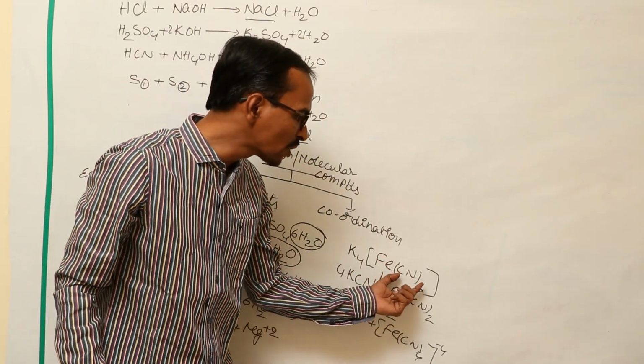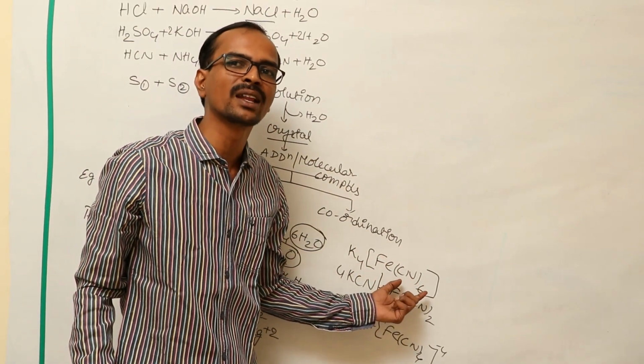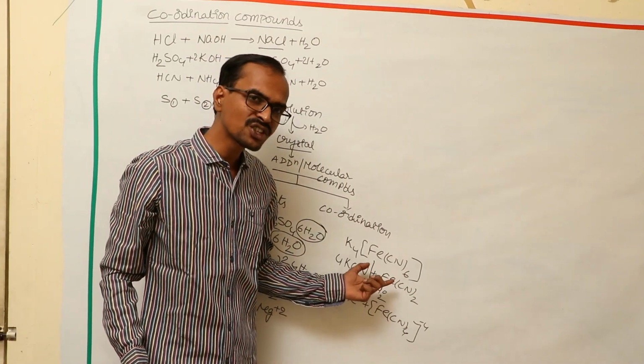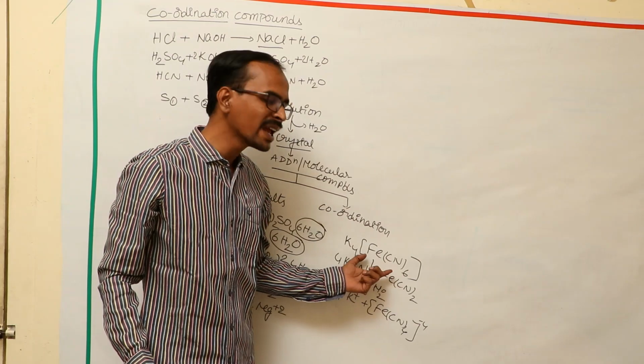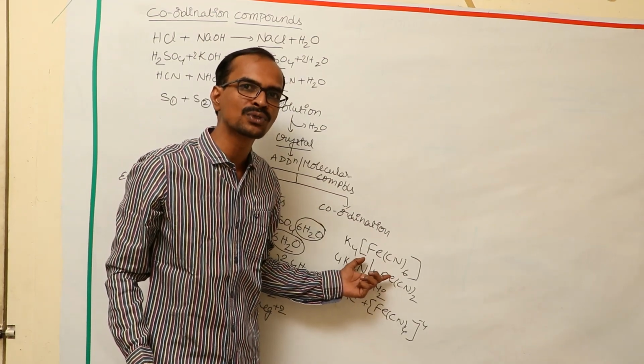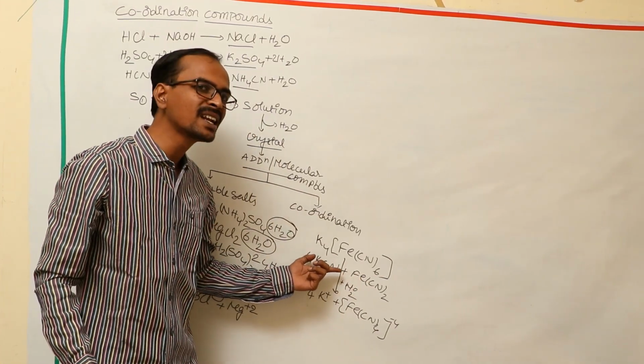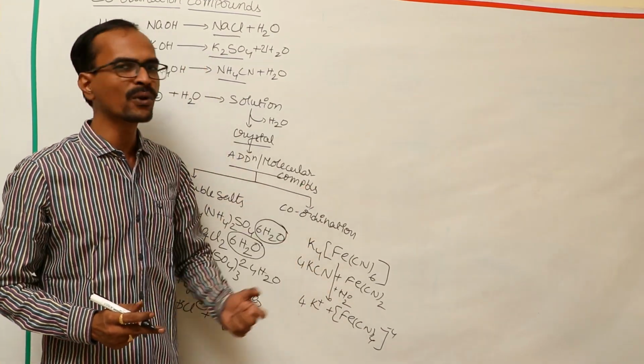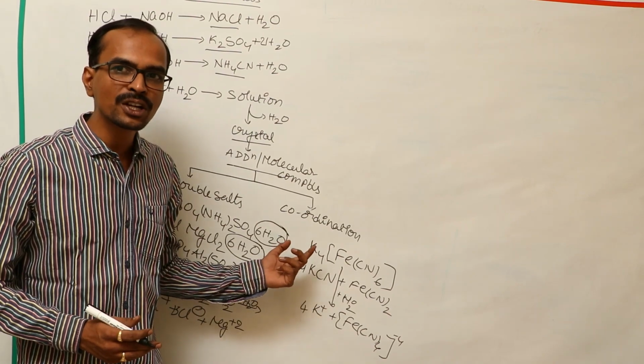Here we cannot find the presence of cyanide ion in the aqueous solution of potassium ferrocyanide, which indicates these are a special category of compounds which are partially ionized in the aqueous solution. So these compounds are called coordination compounds.